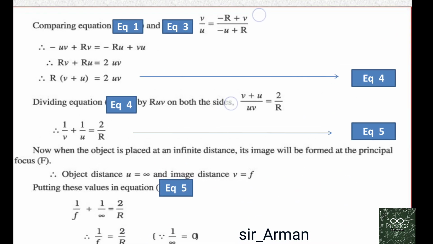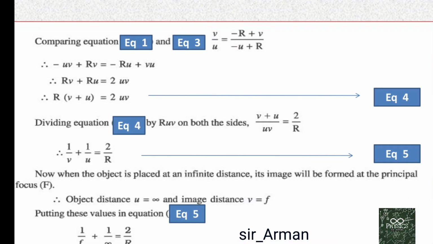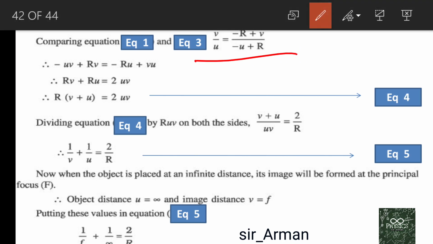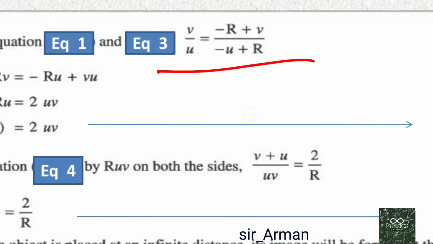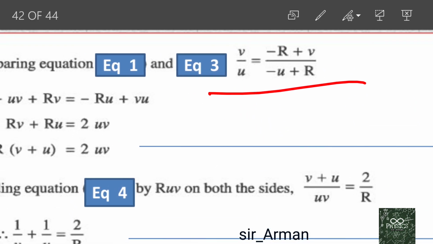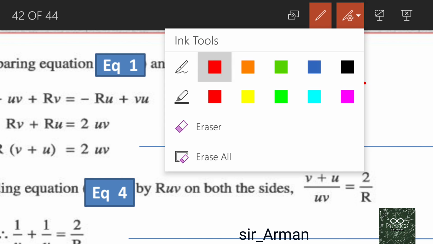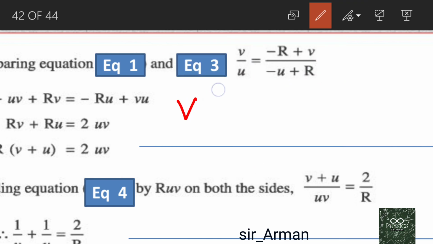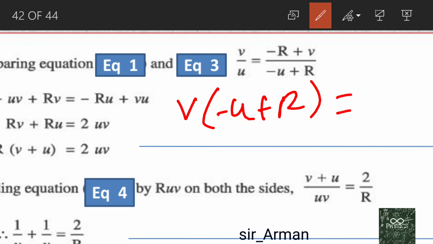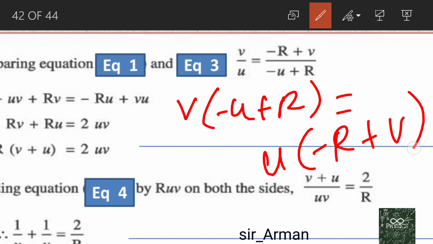So here we have equated, right? You can find it here. Now by cross multiplying, that is, if we take this particular term to the left side, and this U to the right side, then we will get here V into minus U plus R is equal to U into minus R plus V.